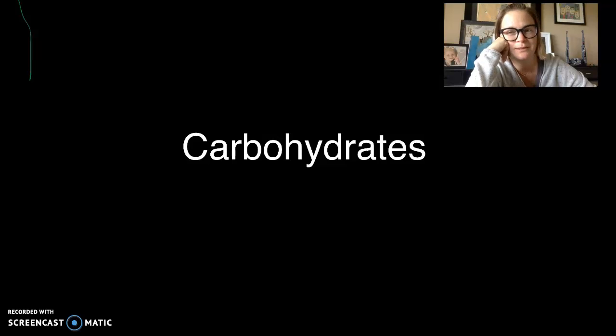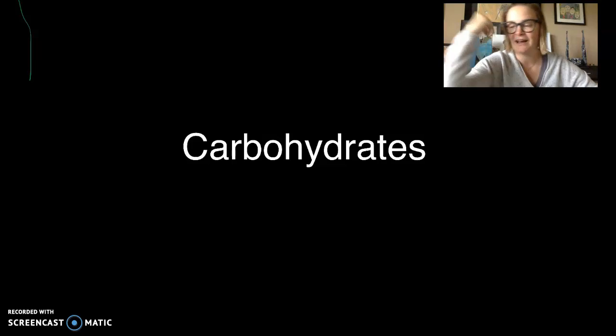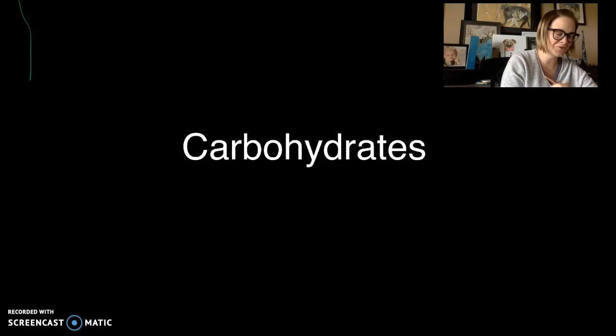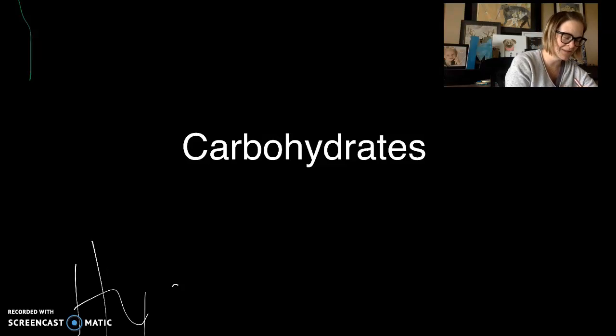I don't know about that one, but this video is just going to be short and sweet. Our last type of macromolecule that we identify in food chemistry is what we call a carbohydrate. If you think of last unit, we had a whole unit on hydrocarbons.